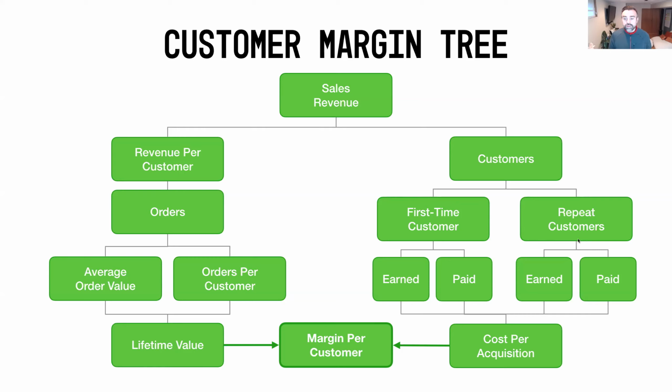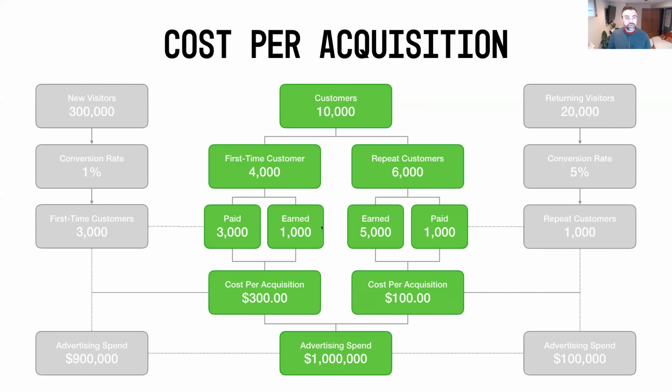So today, we're going to start connecting the dots between cost per acquisition and another margin tree that you might be familiar with, which was the conversion margin tree. On either side of this section, we've brought in two conversion funnels. The first one is the new visitors conversion funnel, which looks at the new visitors that come into your business and convert at a certain rate to become your first-time customers that we've looked at previously. And you may be spending some advertising to get those first-time customers in the door.